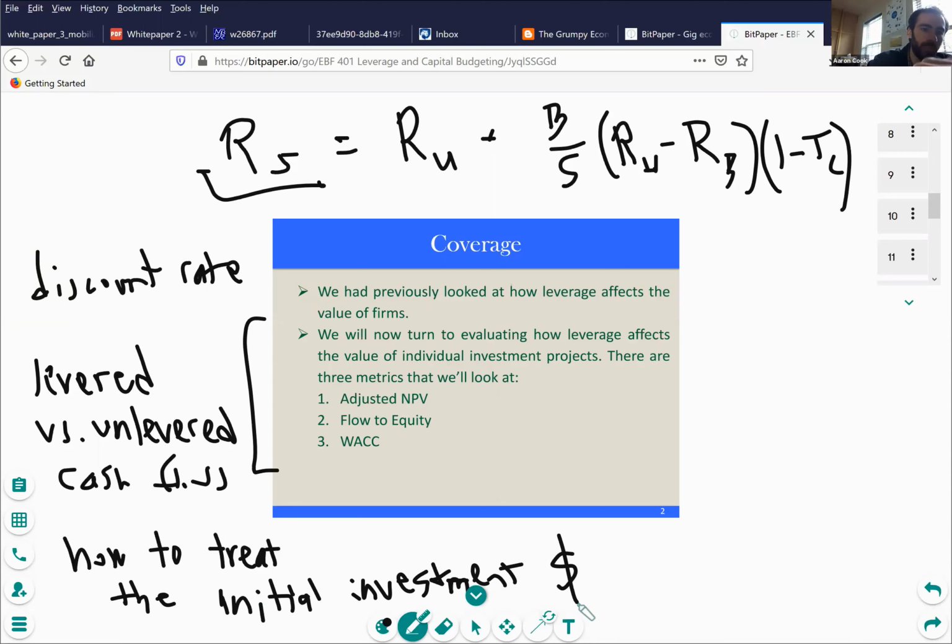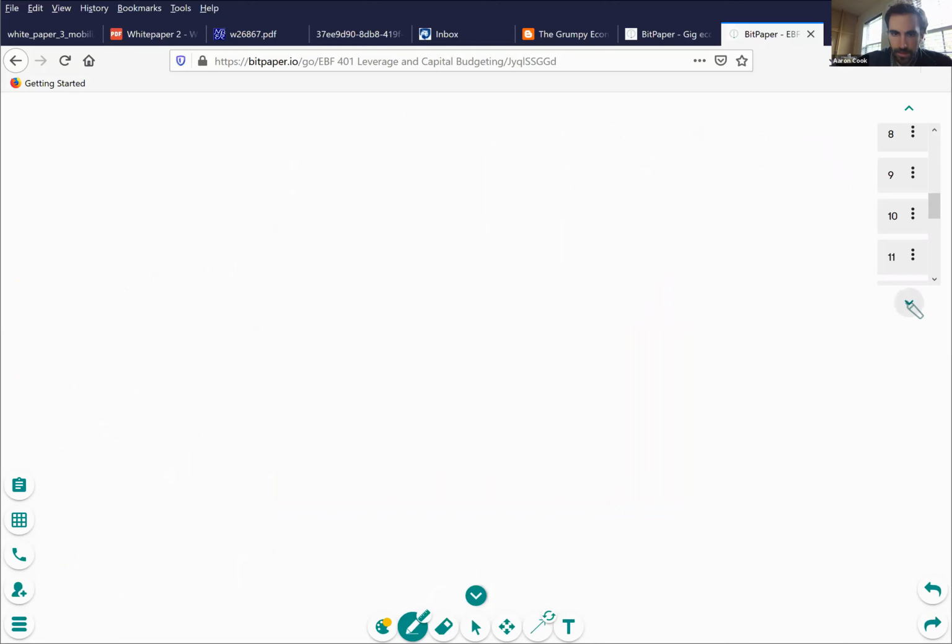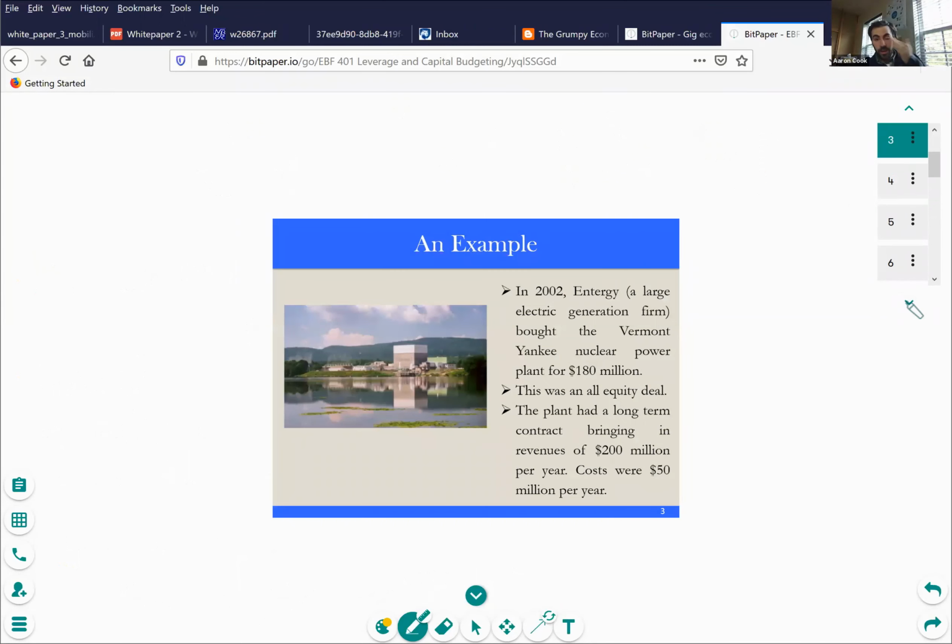So these are the three main dimensions along which these methods are going to vary. They're going to vary in terms of the discount rate that's applied. They're going to vary in terms of how the cash flows are treated, whether you're thinking about levered cash flows or unlevered cash flows, and then they're going to differ with respect to how they treat the initial investment. Okay, so that's very general and abstract for right now, but let's look at an example to make this more concrete.